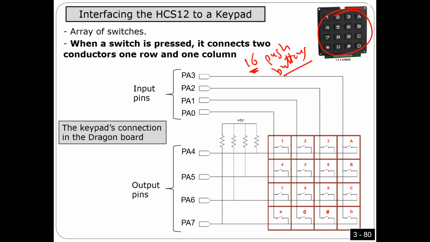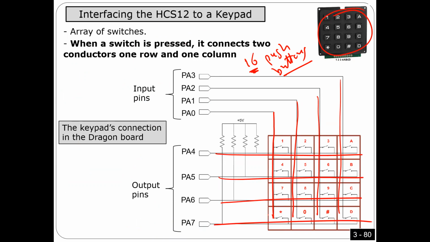As you see here, we have four wires or conductors, and we have 4 wires this way, 4 and 4. So how many intersections do we have here? We have 16 intersections. When you have 4 and 4, that means we have 16 intersections. And at every intersection we put a push button, so there is 1 push button in every intersection.